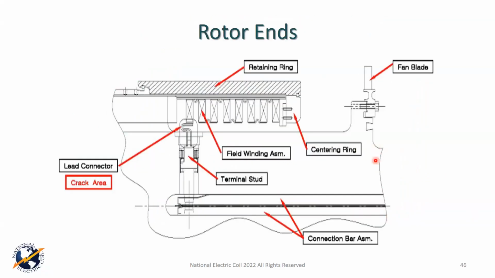Going back to what we're talking about here, I wanted to talk a little bit about the connectors and the winding on the rotor. This is looking at the end of the rotor. That's usually the outboard end. Some people call it the exciter end or opposite turbine end.